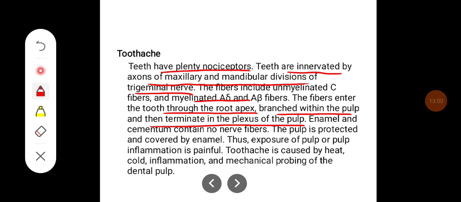Enamel and the cementum contain no nerve fibers. The pulp is protected and covered by enamel. Thus, exposure of pulp or pulp inflammation is painful. Toothache is caused by heat, cold, inflammation, and mechanical probing of the dental pulp.